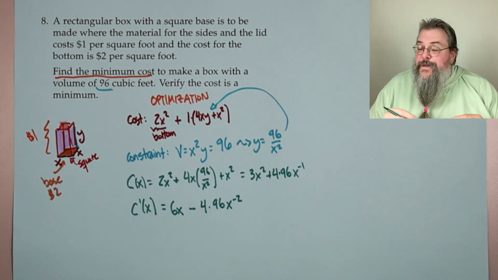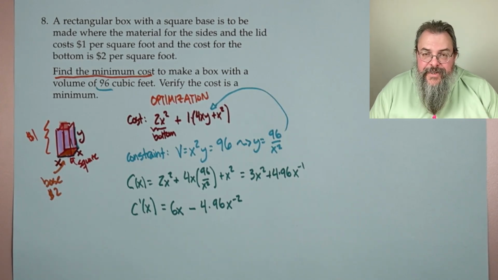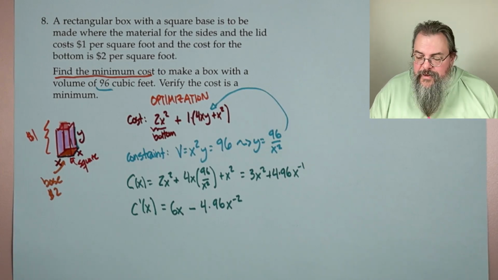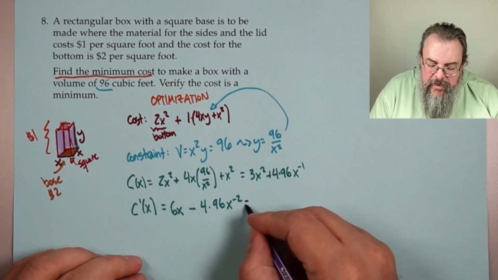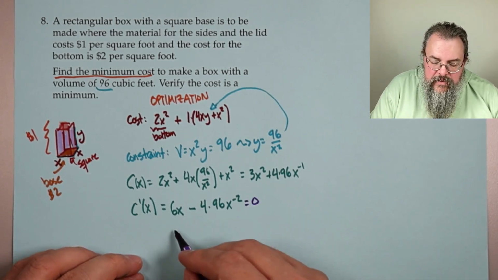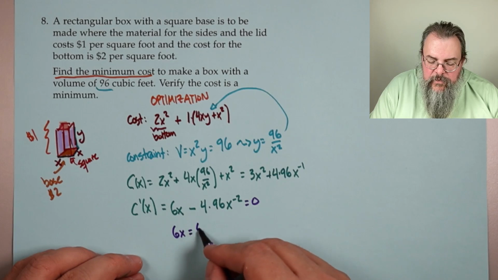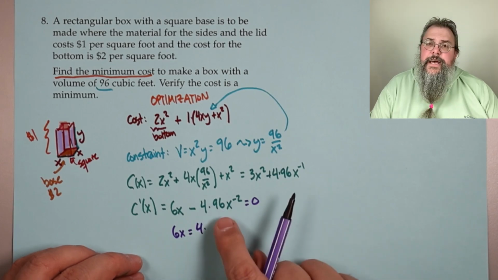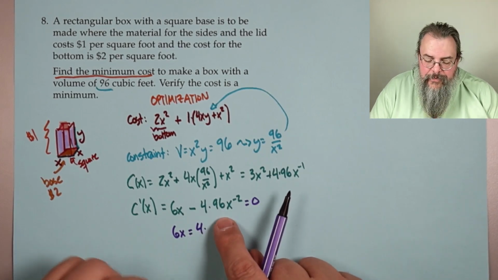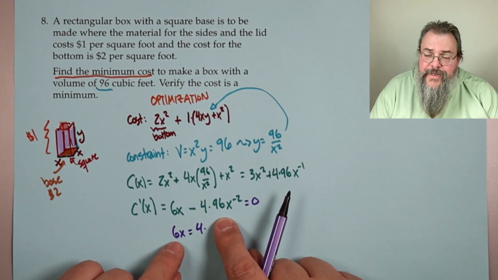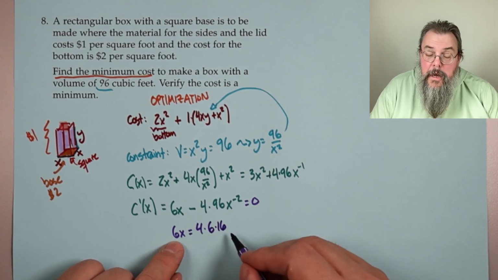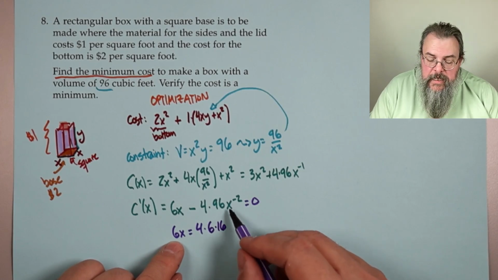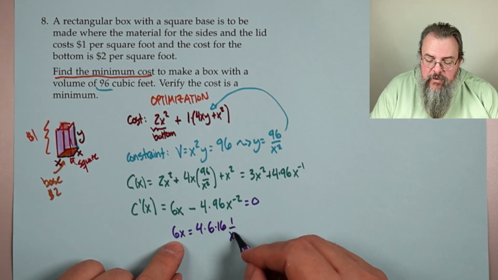All right, well, so that says the other place we need to look is, where is this derivative 0? Okay, so we're going to set this equal to 0. That leads us to 6x is 4 times 96. And by the way, with 96, I can't help but notice there's a factor of 6 here. That's the same as 6 times 16. Interesting. And x to minus 2 is 1 over x squared.